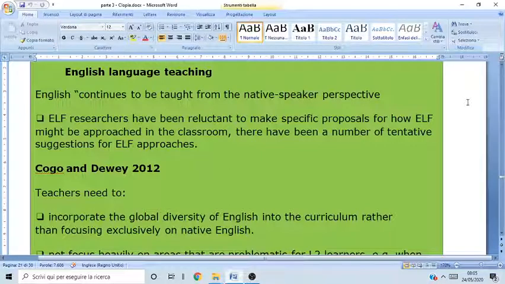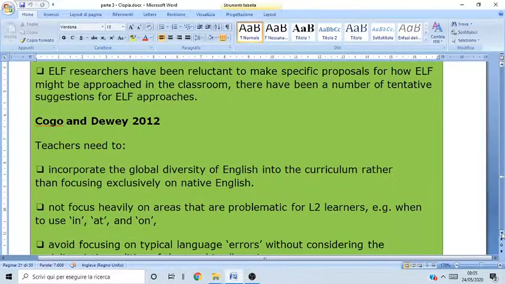And it is also because teaching English as a lingua franca has been giving researchers a really hard time. They don't know how it could be taught or approached in a classroom. There are just lots of suggestions, however, teachers are still reluctant to finding a purpose for it, or trying to teach it at least. Well, according to some scholars, like Kogo and Dewey, 2012, this is what teachers could do.